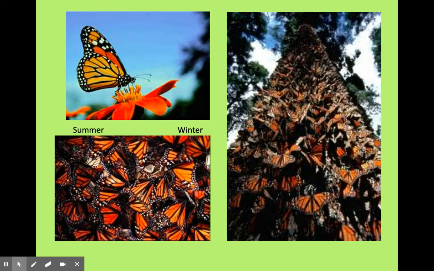So the monarch butterfly, in the summer, we very rarely see them together. You typically only see one monarch butterfly in a space at a time. But in the winter, you would see them all clumped in one area just because they maybe need to stay warm, or maybe it's breeding season, things of that nature.